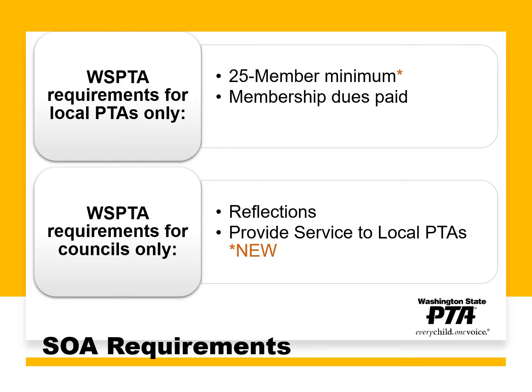Washington State PTA has a couple of requirements that apply to local PTAs only. The first is a 25-member minimum. This 25-member minimum comes from Washington State PTA Uniform Bylaws. PTAs need to have had at least 25 members or an approved membership waiver the prior fiscal year. For the current fiscal year, PTAs need to enroll at least 25 members no later than October 31st.